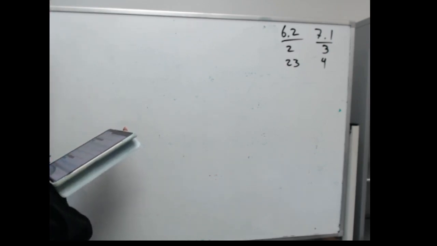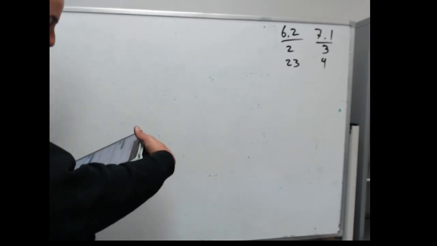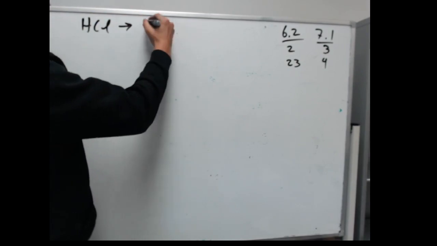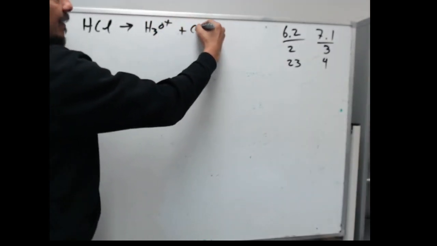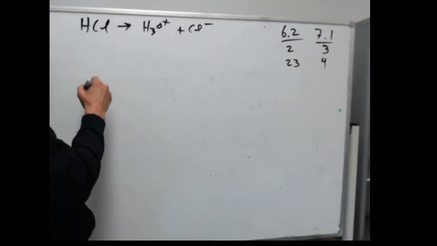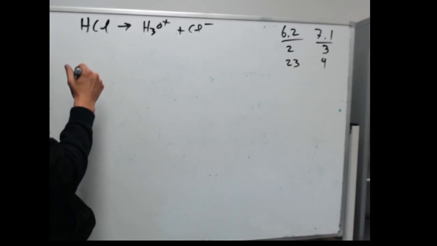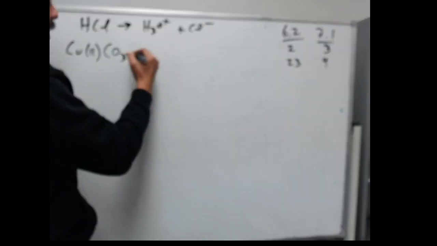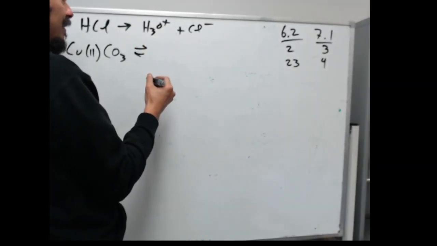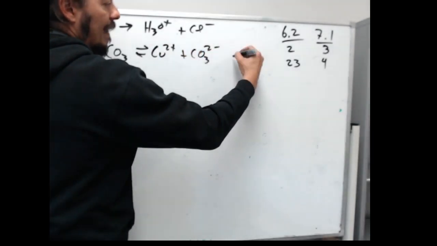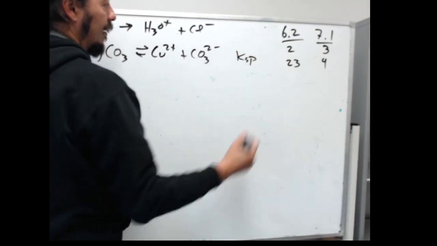So this is combining stuff we did from the beginning of the quarter with the stuff we're doing at the end of the quarter. We've got what looks like 3 equilibria where we only have to worry about 2. So I've got my HCl dissociating into H3O plus and Cl minus, and that's completely happening. That's the equilibrium we don't need to worry about. Then I've got copper 2 carbonate, which is going to go through some dissociation into copper 2 plus and CO3 2 minus, and that's going to have some Ksp associated with it.